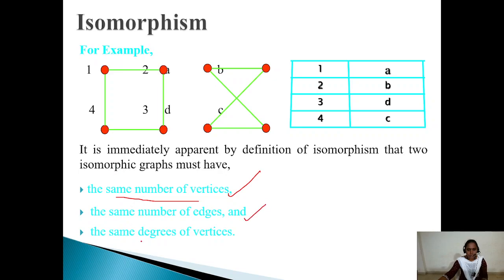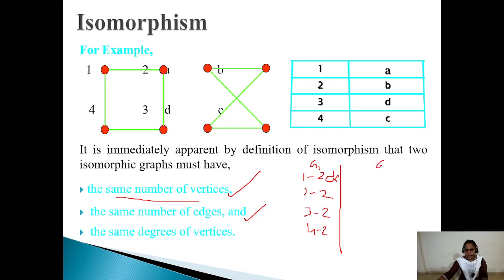Next, same degrees. Degree means what? For each vertex, how many edges are attached to it. The first vertex has degree 2. The second vertex, how many degrees? 2. The third vertex, 2. The fourth vertex, 2. This is the G1 graph.